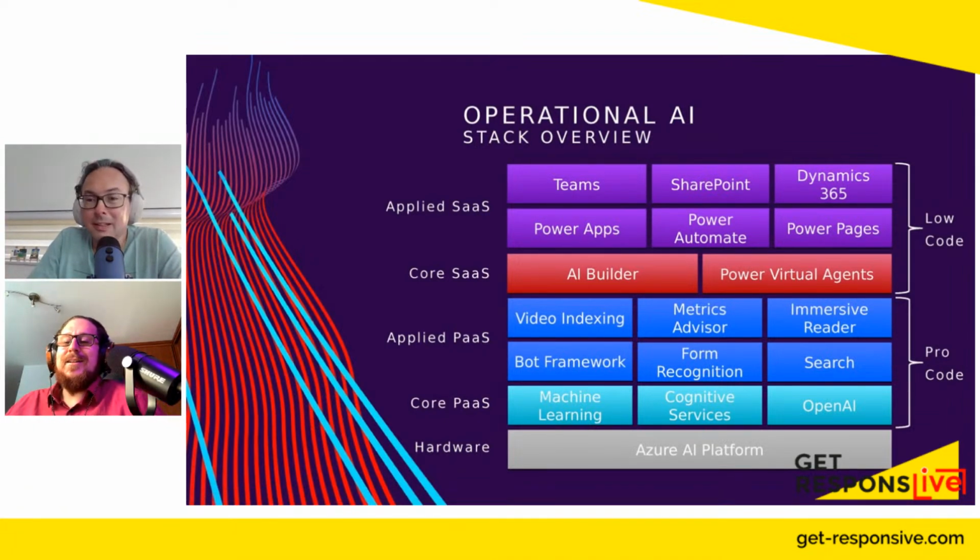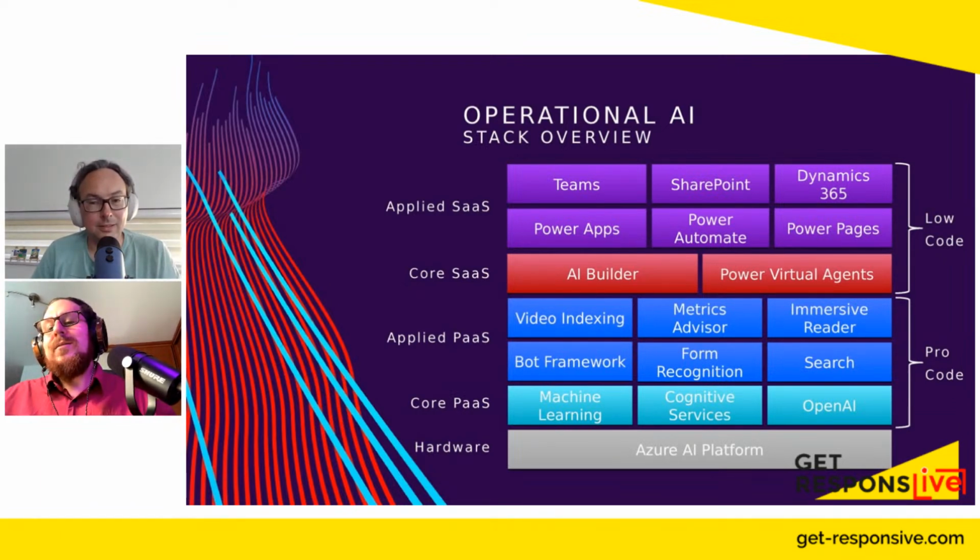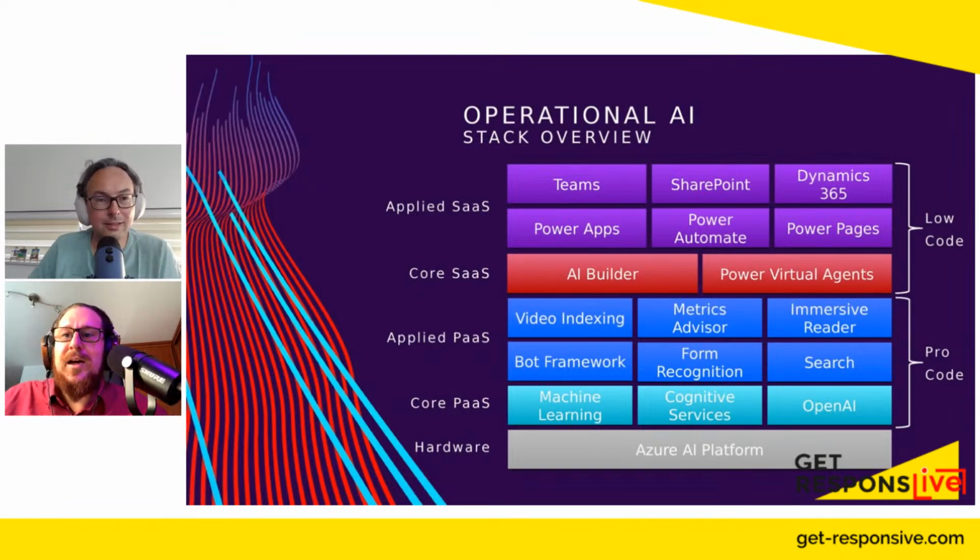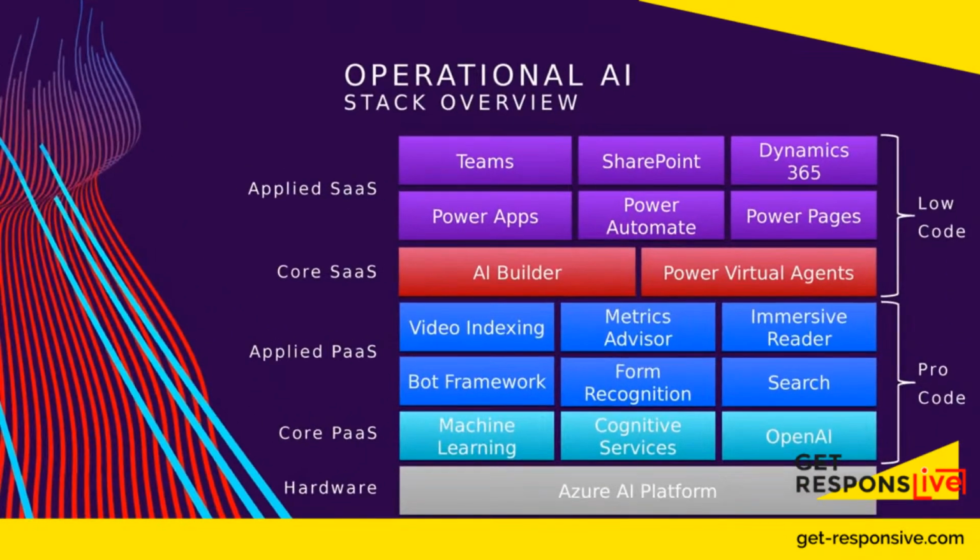So this is a kind of visualization of the stack of all the kinds of AI applications that we have and how they are actually used across our platform. I'm literally starting from the hardware level and going all the way up until the actual end user applications in the Power Platform. And I separate that into two distinct segments: the low code and the pro code. And on the other side, I gave it designations of core PaaS, applied PaaS, core SaaS, and applied SaaS.